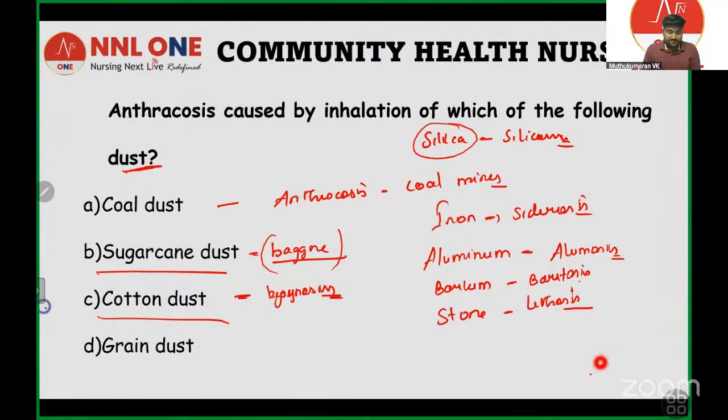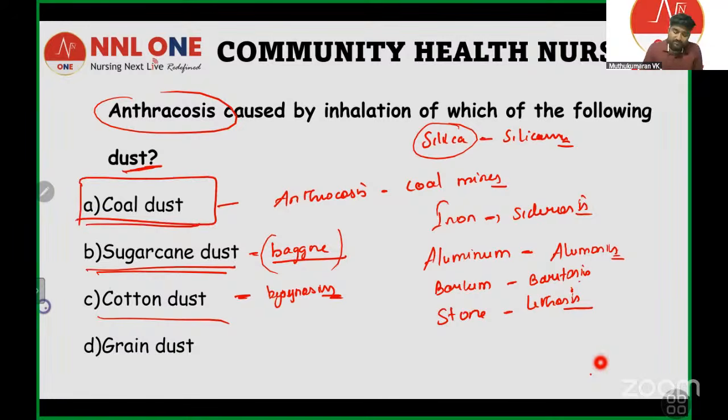So now tell me what is the answer: inhalation of the following dust. Anthracosis is coal dust, so the answer is A. Sugarcane dust is bagassosis. Cotton dust is byssinosis. Grain dust also comes under this sugarcane component only, but there is no proven thing. Okay, yes.